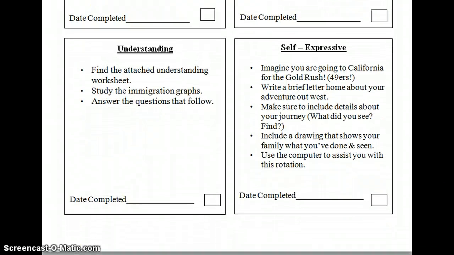Now for understanding, you're going to find the attached understanding worksheet. Read the directions and study the immigration graphs. After studying the graphs, answer the questions that follow. The last task rotation is self-expressive.